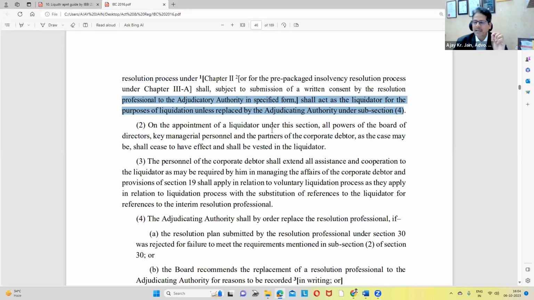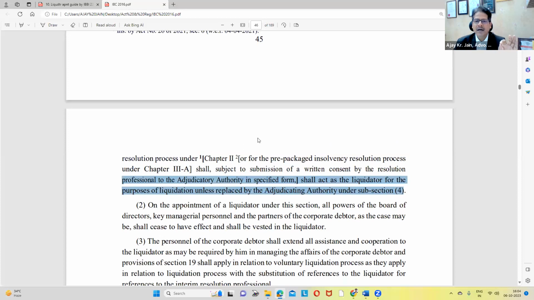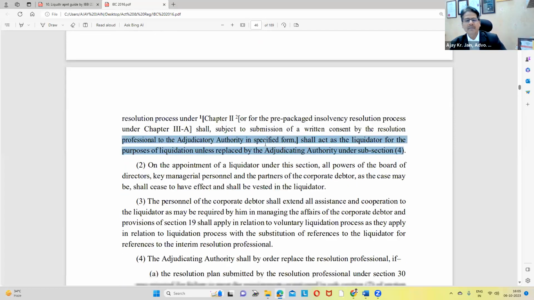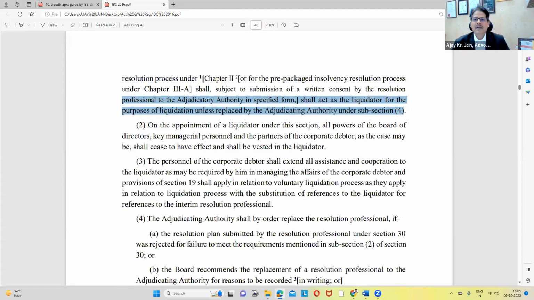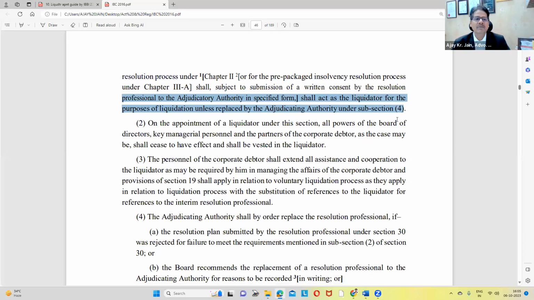So here the appointment of RP as liquidator is automatic. No prayer, no separate application is required here. NCLT will appoint RP as liquidator automatically, without prayer, without application, if consent has been given by the RP. Now come to subsection 4.